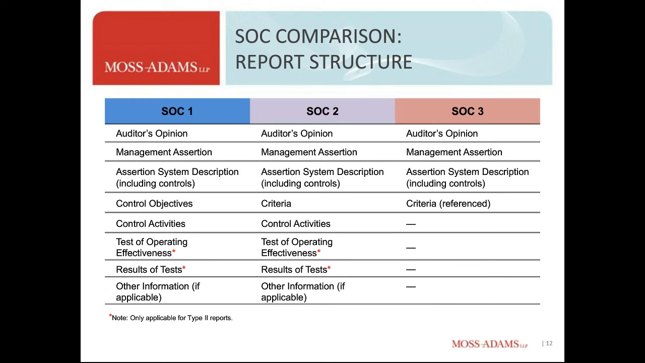The SOC 1 is going to be based on control objectives, SOC 2 based on criteria, and the SOC 3, being a summarized report, is going to be referencing the criteria that it's covering. And again, for both the SOC 1 and SOC 2, they're going to have the control activities identified, test of operating effectiveness, and test results, and you see the asterisk next to each one of those. It's going to become apparent in the next slide why that is.